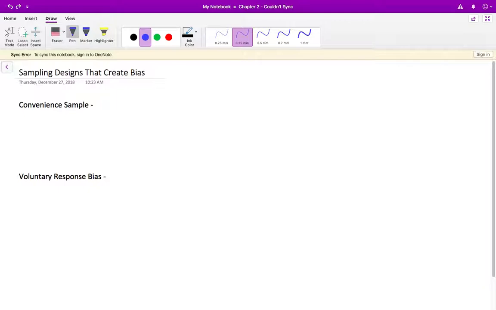With a convenience sample, it's probably the type of sampling that you're most accustomed to because it really saves you a lot of time. As much as we want to save time, we want to make sure that our results are representative of what the entire population would be. But because convenience sampling saves us so much time, we often fall into the trap of a convenience sample. So when I think of a convenience sample, the phrase that I always think of is it's something that's right in front of you.